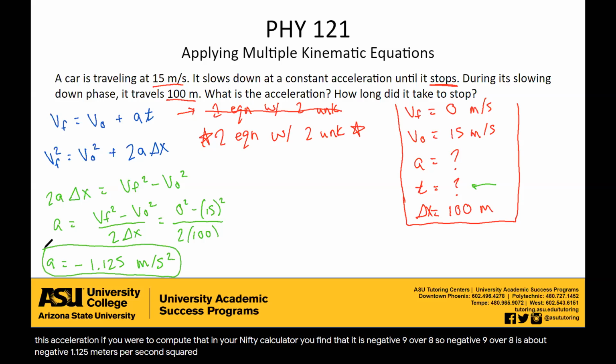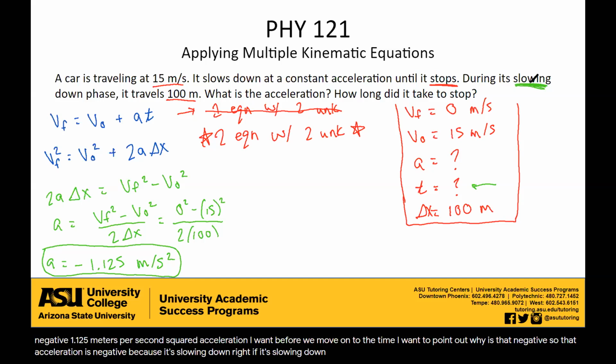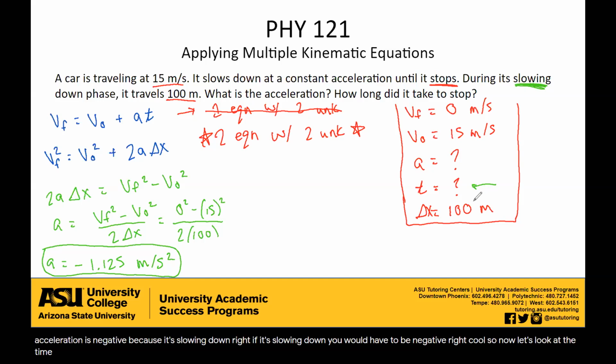So that's the acceleration. Before we move on to the time, I want to point out why that is negative. That acceleration is negative because it's slowing down. If it's slowing down, the acceleration has to be negative. Cool. So now let's look at the time.